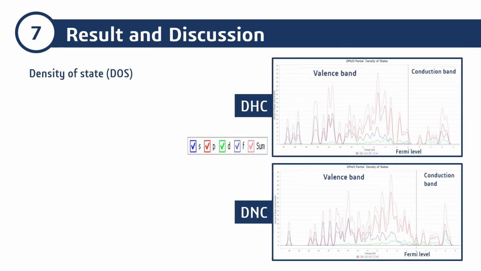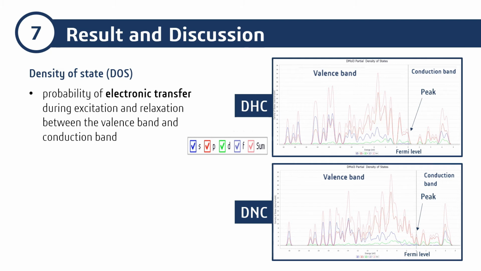From the density of states analysis, for both DHC and DNC, we can observe that there are peaks from the valence band to conduction band passing through the Fermi level, which shows that there is a high probability of electronic transfer during excitation and relaxation between the valence band and conduction band that will result in fluorescent emission. We can also see that DHC has more unoccupied energy states near the Fermi level than DNC. That indicates DHC has more available states that can be excited.